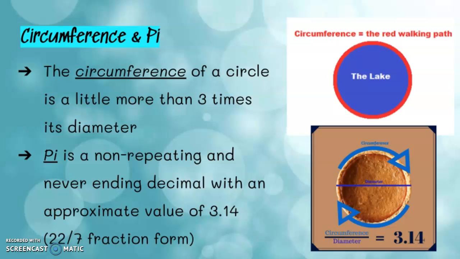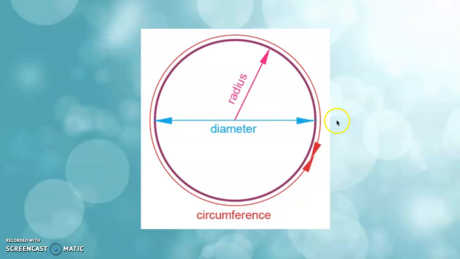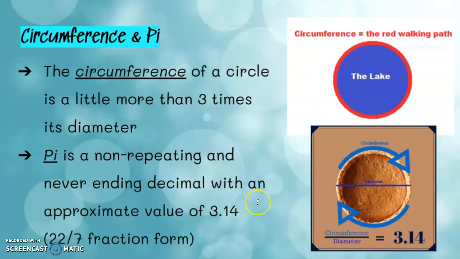The circumference of a circle is basically the measurement around the circle, right? And it's a little more than 3 times the diameter, just a reminder. So we use pi, not the eating pie, but pi is basically a non-repeating and never-ending decimal with an approximate value of about 3.14 or 22/7 in fraction form. So we're going to be using this number to calculate circumference today.